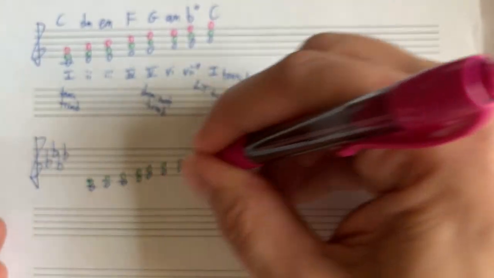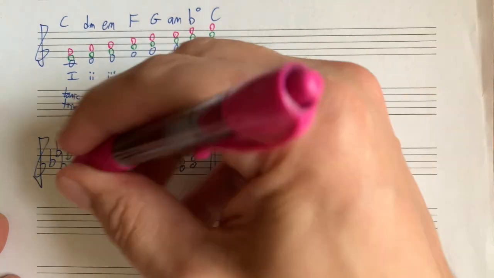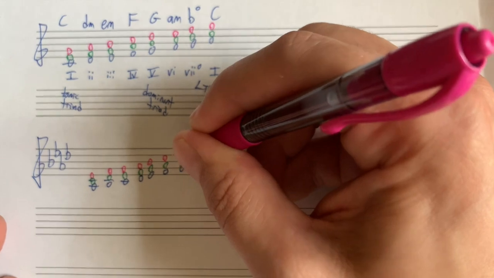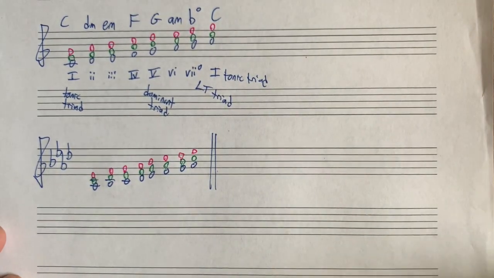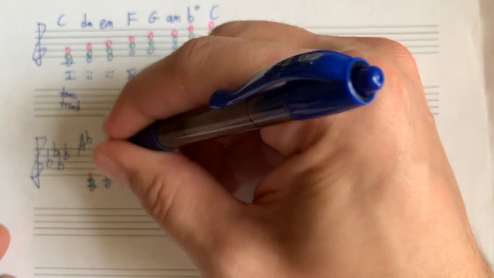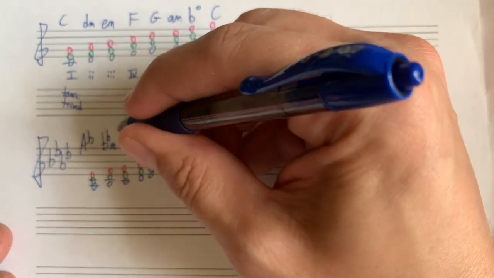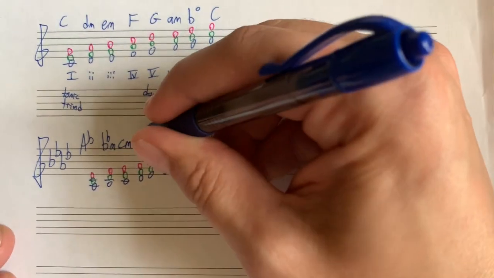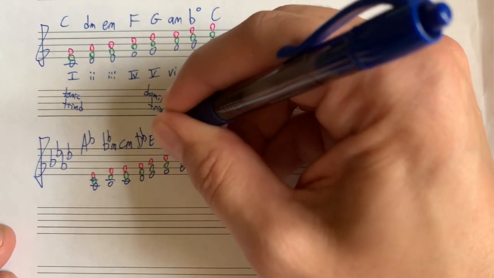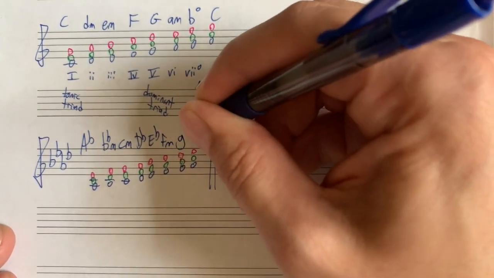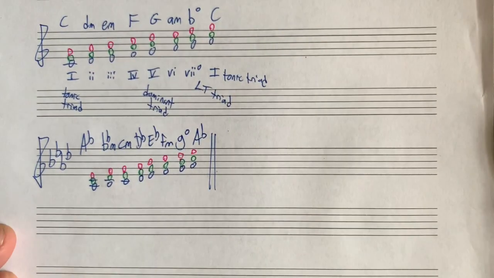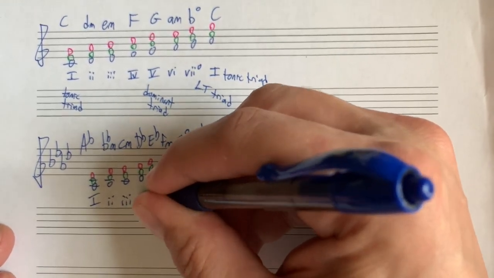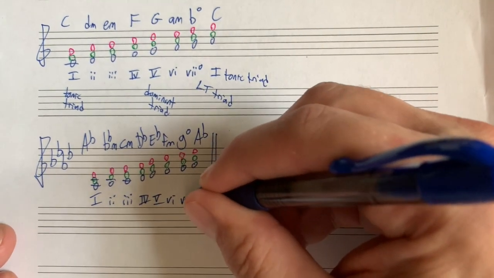I'm putting all the roots of the triads in blue, all the thirds in green, all the fifths in pink, just because I feel colorful. And even though these are all going to be different chords than the ones in the key of C, like we have an A flat chord, a B flat minor chord, a C minor chord, a D flat chord, an E flat chord, an F minor chord, a G diminished chord, and back to an A flat chord, they're still going to have the exact same Roman numerals. That's what Roman numerals do.